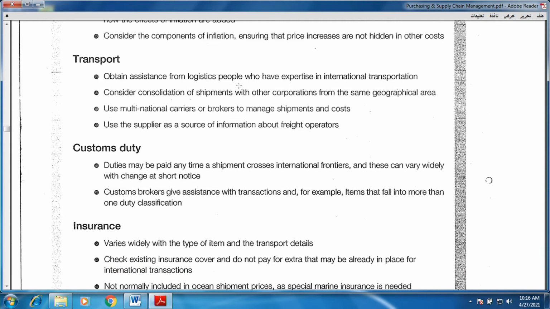There is logistics people. There is international transportation. There is shipments among ports and terminals in different geographical areas. There are brokers. They will get money because of the shipment. And there is information. We get and we pay money for the operators of this kind of information, for example.